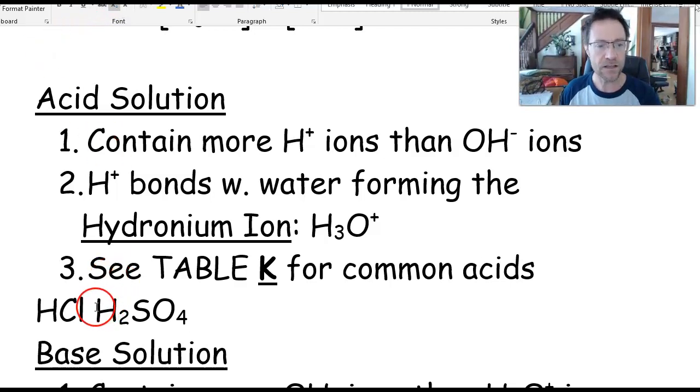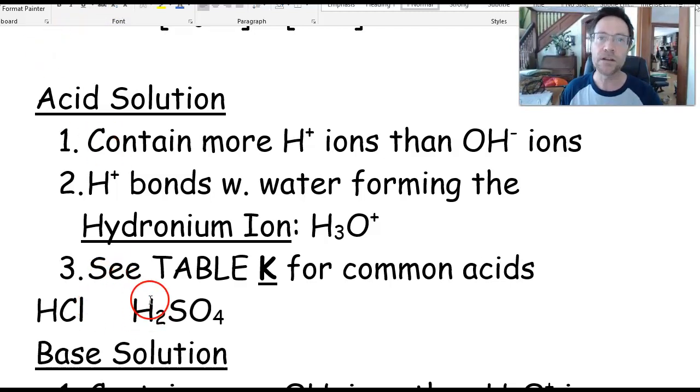Sulfuric acid. Do you see how it's starting out with a hydrogen? That's what makes it an acid. Great. Also on table K, you'll see an acid, but it might be a little bit weird.